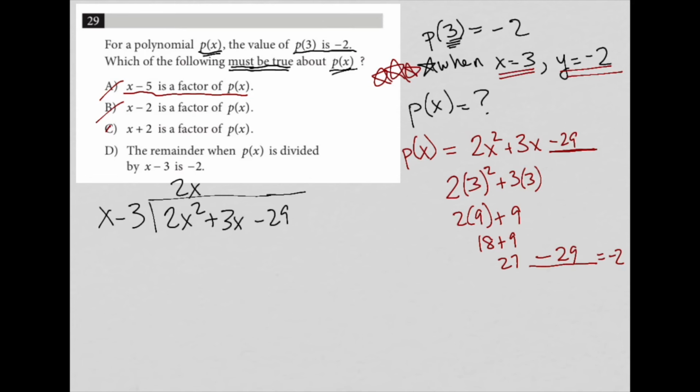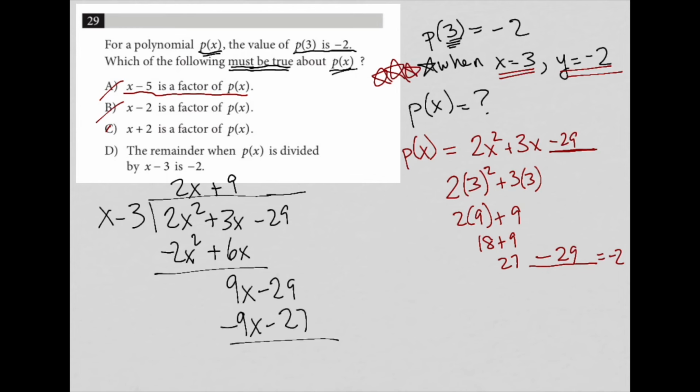So this would be 2x, making this 2x squared minus 6x. Then I subtract, making that negative, making that positive, making this 9x minus 29, making this plus 9 up top, making this 9x minus 27. But then I subtract and I add. And what do I have left? A negative 2, which is what I was hoping, making choice D the right answer.